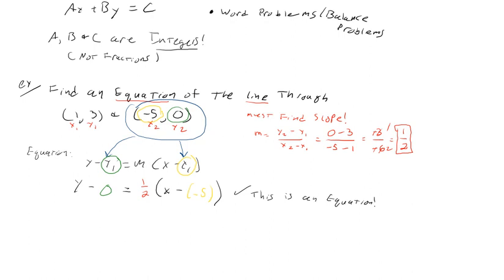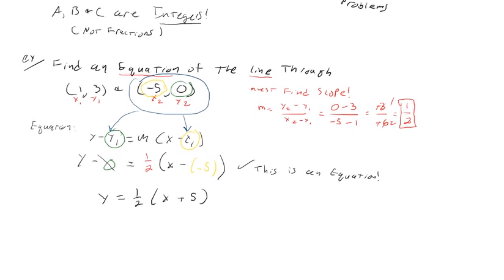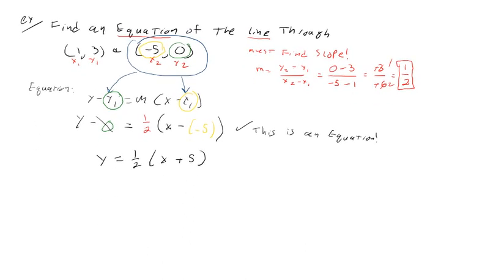Like, for example, this minus 0, we can just take that away. That 0 just goes away. And this minus makes a plus. So let's simplify. This is going to be y equals 1/2 of x plus 5. And that's pretty good. If we wanted to graph it, maybe we would also distribute this 1/2. And I have y equals 1/2 x plus 5 over 2. And this is now graphable.